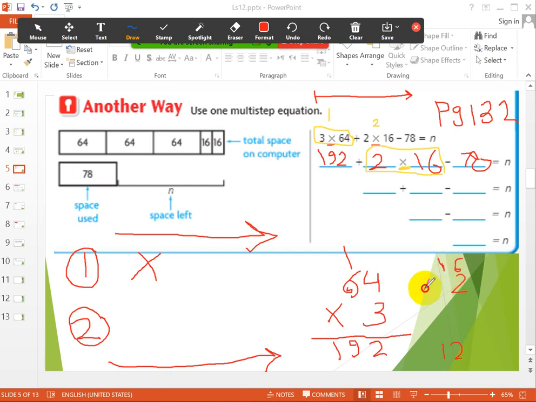Multiply 2. Let's find the answer. 2 multiply 6 equals what? Equals 12. Also, I can't write 12 here, so I will put 2 here under the ones and 1 above the tens. 2 multiply 1 equals 2. Plus 1 equals 3. So the answer will be 32.